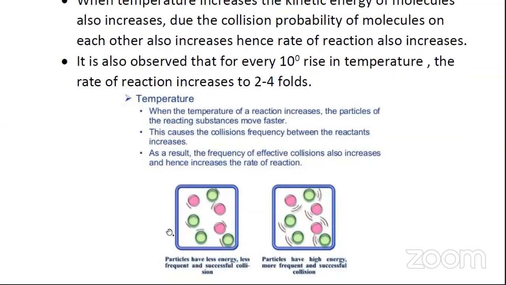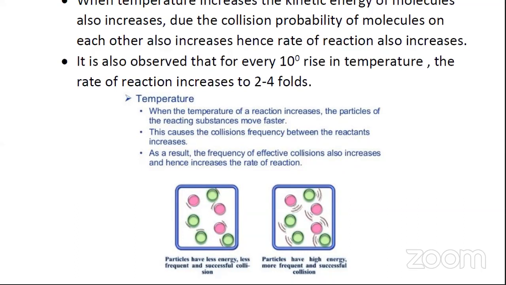Particles having less kinetic energy will move with slow speed inside a box or a container. When you increase the temperature, as in the right side diagram, the kinetic energy of the molecules increases. Due to this, their randomness increases, so they can collide with each other faster than those having low kinetic energy. So when the temperature of the reaction increases, the particles of the reacting substance move faster.